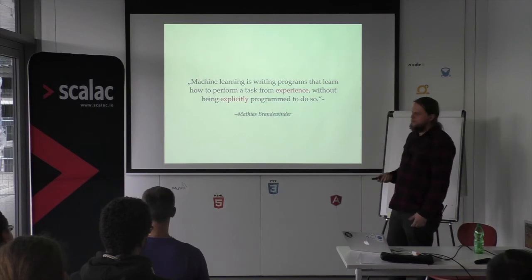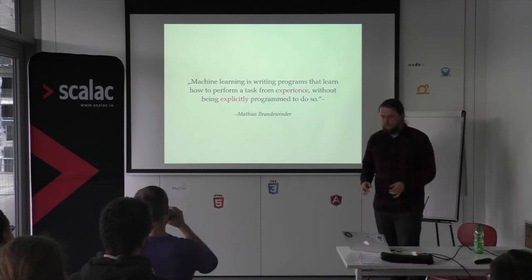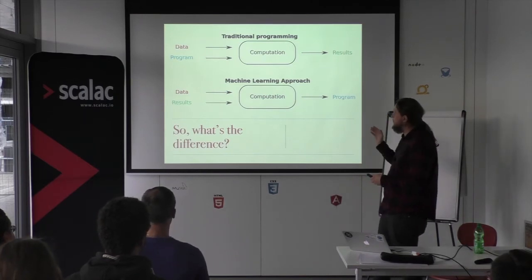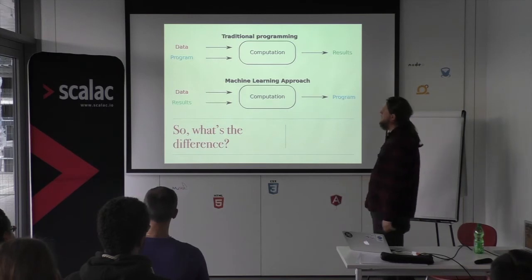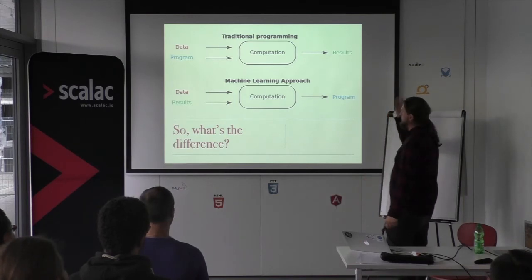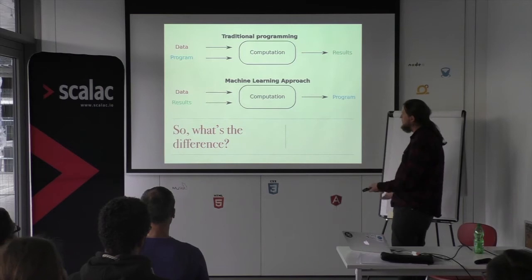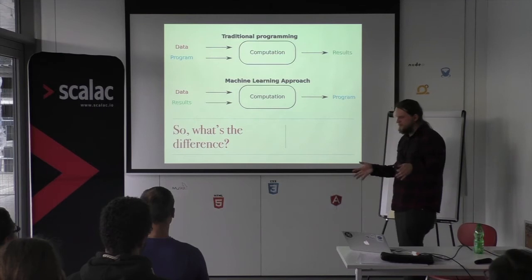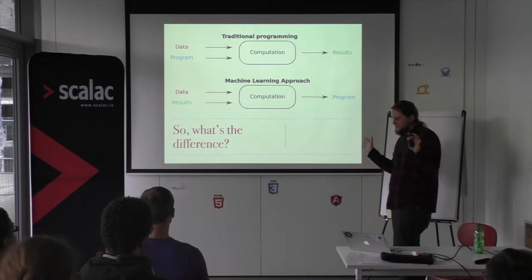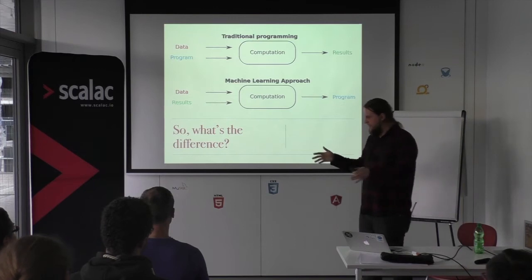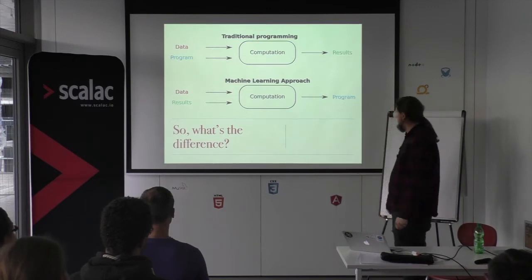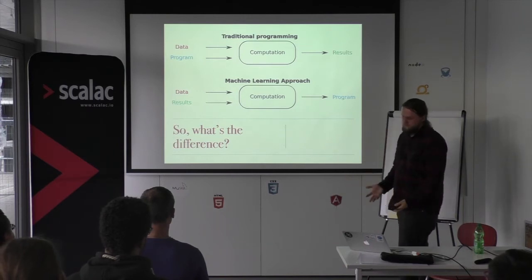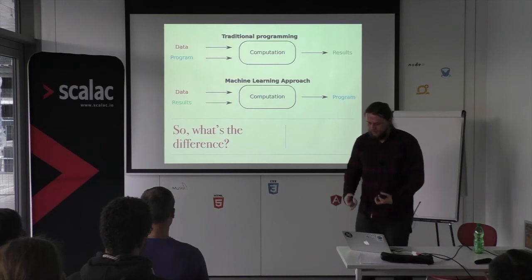But how is this different from normal procedural programming? In traditional programming, we have data, we write a program, then we perform a computation, and we have a result. In the machine learning approach, we have data, we know what this data means, so we have, for example, a CSV file containing labels and what these labels mean. And we need to make a computation which will result in a program which will combine those two things together.